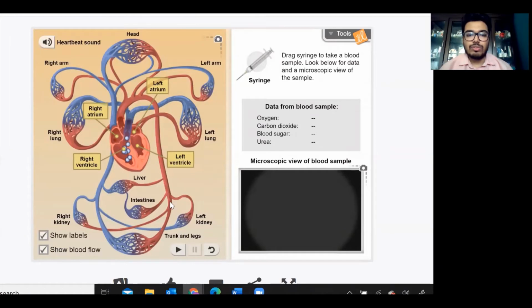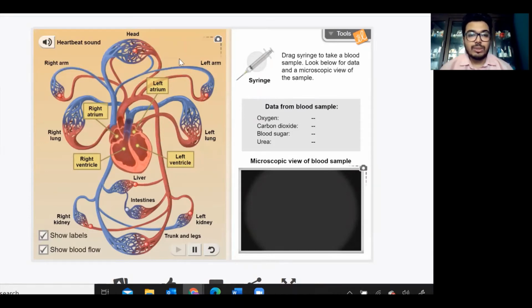Students can explore further, or you can throw in questions, or students can form their own hypothesis. Where exactly does the blood flow from? As I mentioned previously, you can ask them to make a chart of where it starts and where it ends up. The more interesting part about this is, as you can see the blood flow, you can even carry a syringe and you can get certain data, as you can see here.